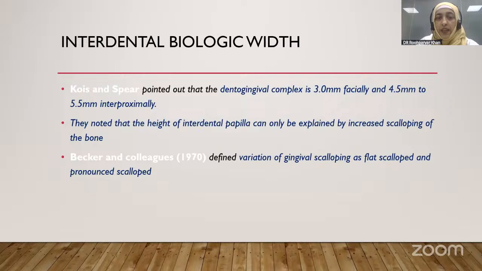So Coes and Spear pointed out that the dentogingival complex is 3 mm facially and 5.5 mm interproximally. They noted that the height of interdental papilla can only be explained by increasing the probing of the bone. Baker and colleagues also defined variation of gingival scalloping as flat and scallop. So which means that biological width is not a fixed value. It differs with a difference of 0.5 mm according to different authors.